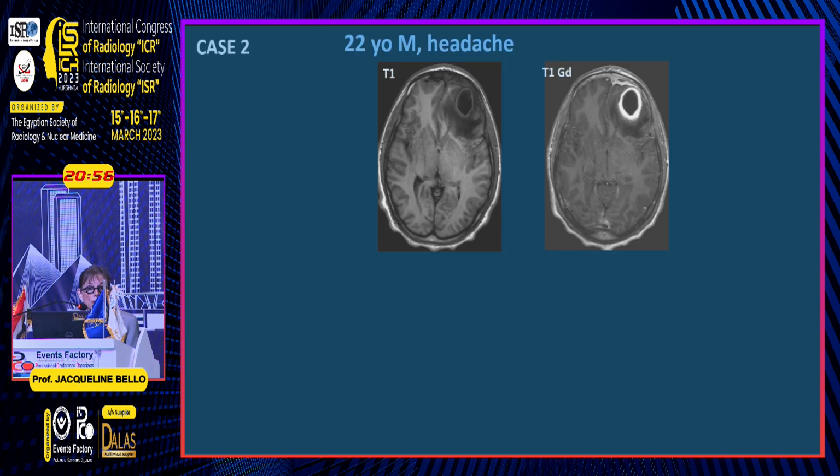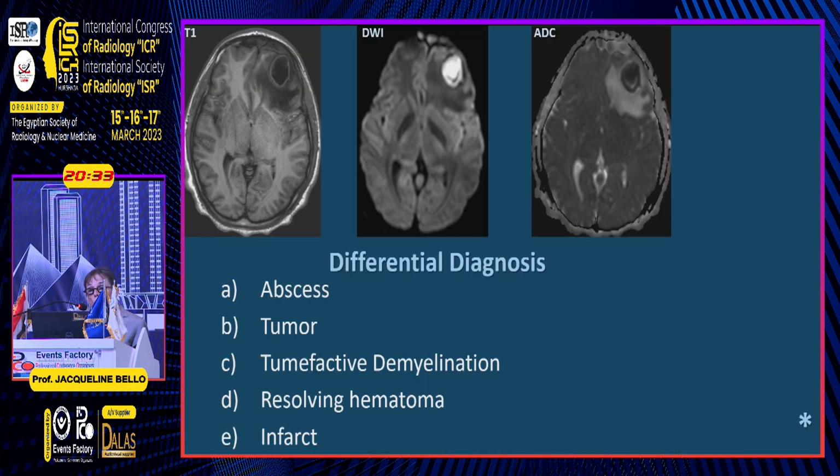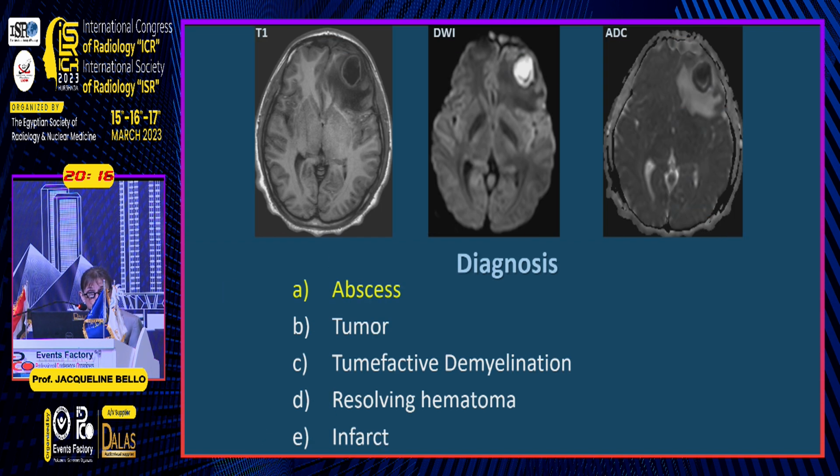Our second case, a 22-year-old male with a headache. Now we know to differentiate T1 with and without contrast. We have a ring-enhancing lesion. We look at T2, gradient, this time no blooming, and we see a flare image on the bottom right. What is the differential diagnosis? Pay attention to the diffusion imaging and the ADC map. It's the same differential, and this time we will reach the correct diagnosis of an abscess.